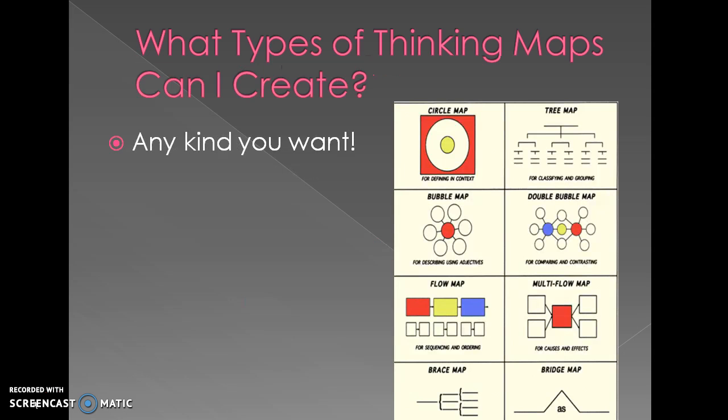Now, what types of thinking maps can I create using Popplet? And the answer is any kind that you want. You can create a circle map, a tree map, a bubble map, a double bubble map, a flow map, a multi-flow map, a brace map, a bridge map, a compare-contrast map, and the list goes on.